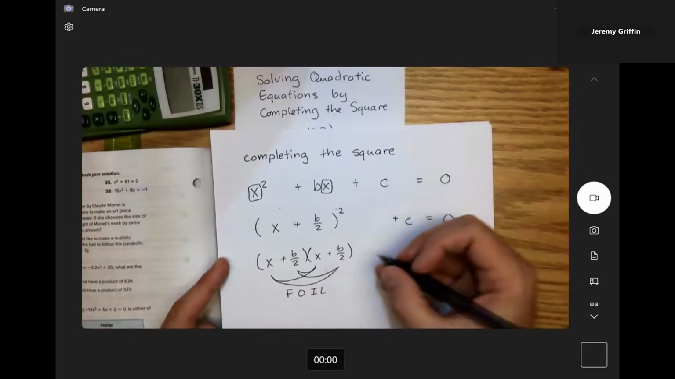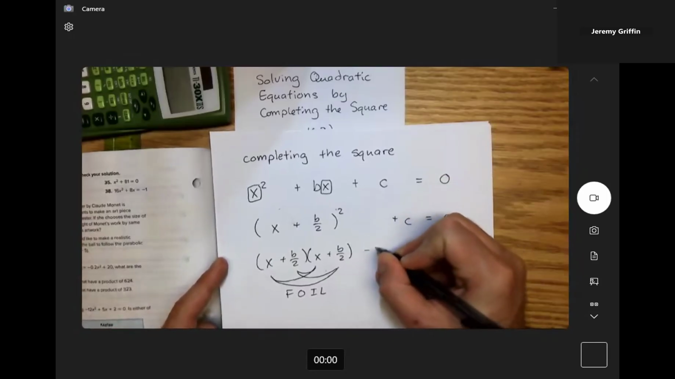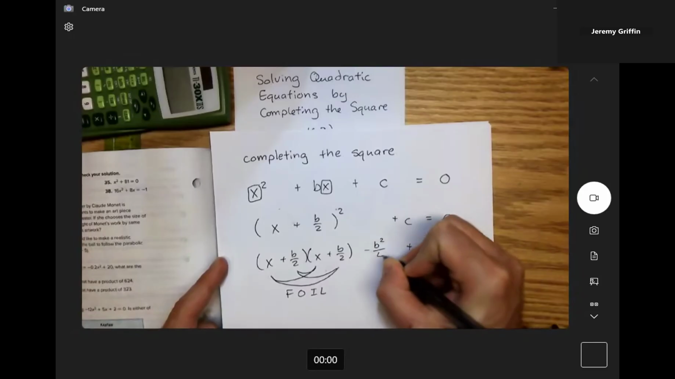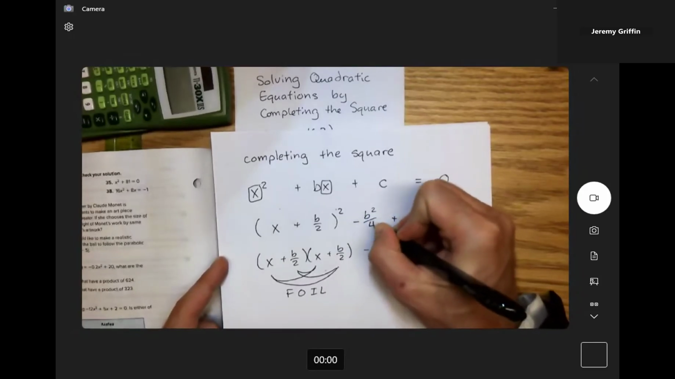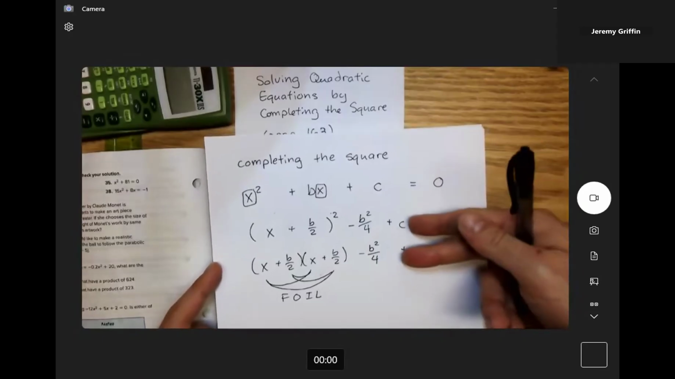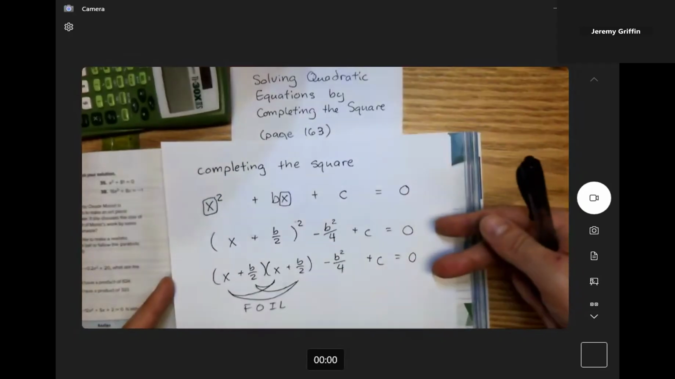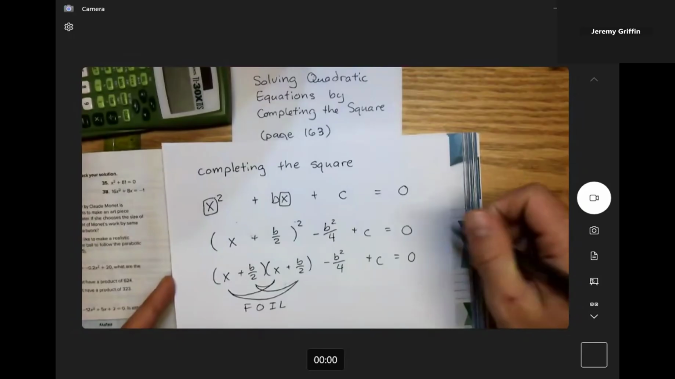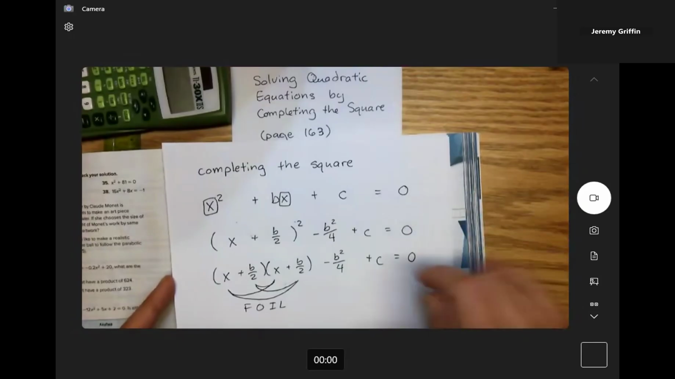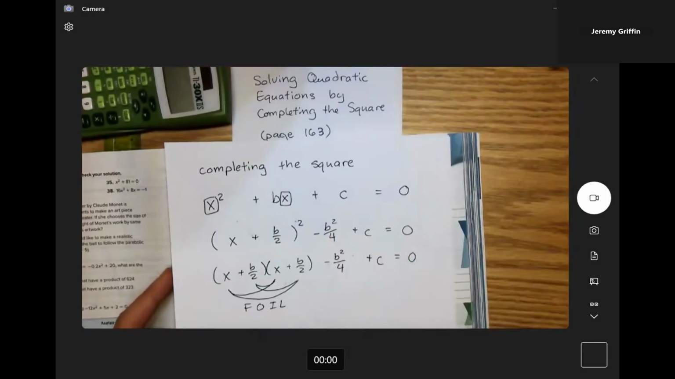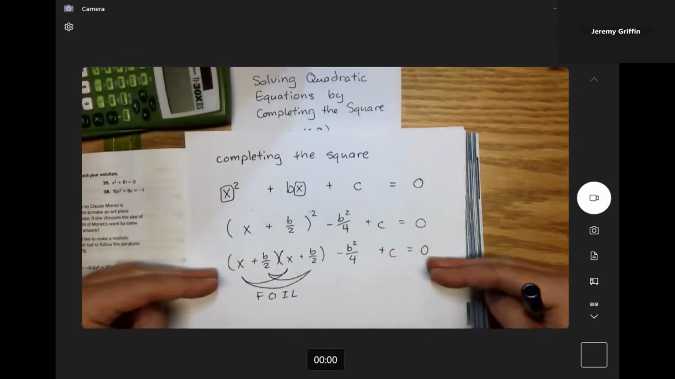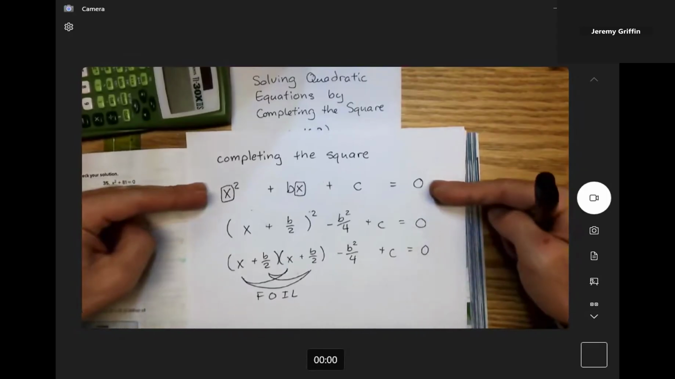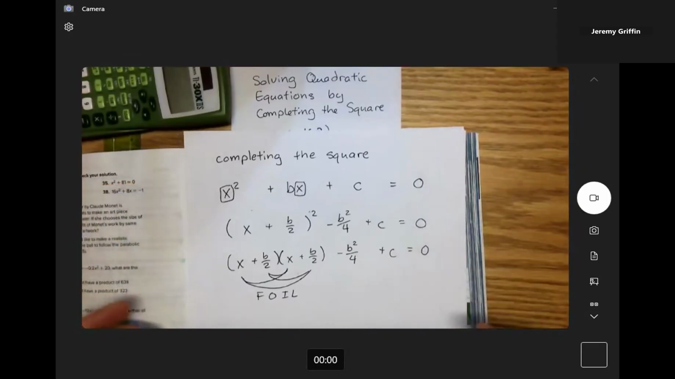So I can restore balance by simply subtracting it out, minus b squared over 4, and I'll do the same thing up here, minus b squared over 4. Now, some textbooks and teachers teach it exactly like I just did it. Some will instead say you can add it to the other side, plus b squared over 4. It's the same thing, whether you subtract it on the left side or add it to the right side. It's a matter of preference. So they're all the same thing.